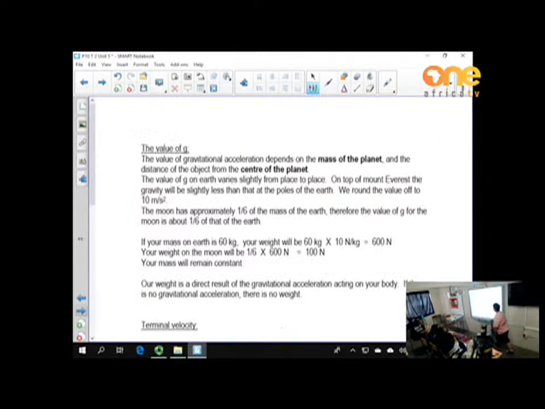Okay. The value of g, the value for gravitational acceleration, depends on the mass of the planet. On Earth, because the Earth has a specific mass, it has a specific force of attraction on you. If you went from here to the moon, we find that the mass of the moon is approximately 1/6 the mass of the Earth. Therefore, the gravity of the moon is approximately 1/6 of that of the Earth. In other words, if I have a mass of 60 kilograms on Earth, what would my weight be? 600 Newton.